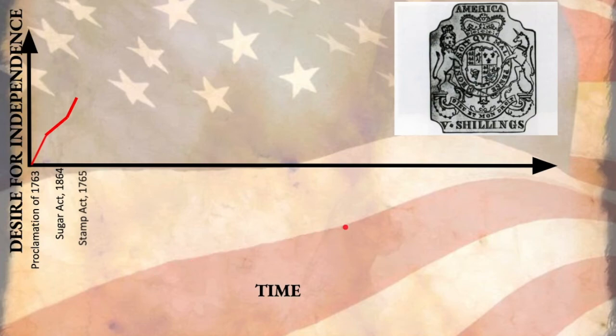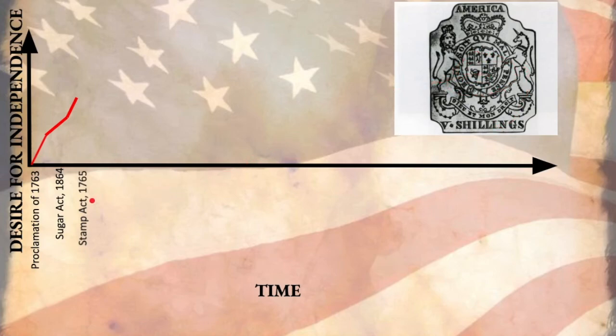The Stamp Act is a big one, right? The Stamp Act impacts everybody. In 1765, they had to put a stamp on all paper products: newspapers, legal documents, house deeds, playing cards, and dice had stamps on them. Here's a picture of the stamp they would put on these items. And this made everybody mad.